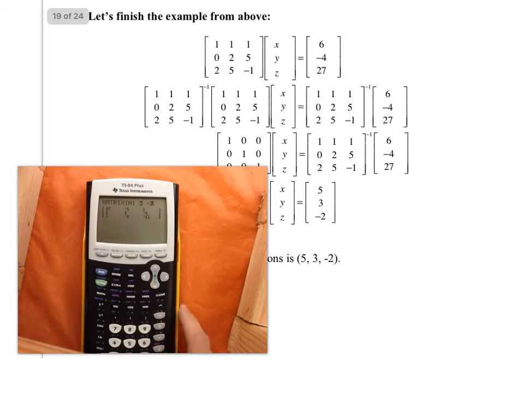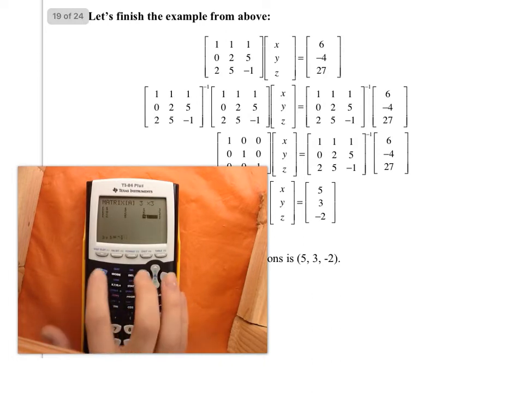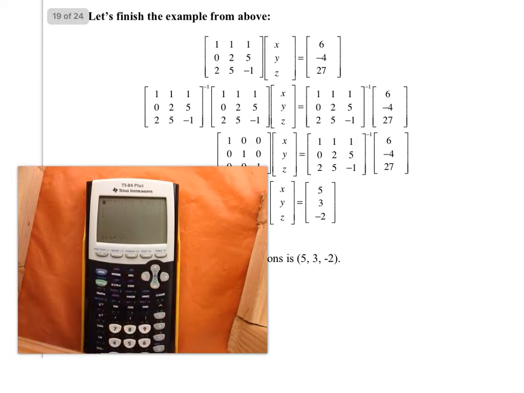Matrix A is a 3 by 3 matrix. It's 1, 1, 1, 0, 2, 5, 2, 5, -1. And I'm going to quit out, so second mode quits out. And now I'm ready to enter matrix B.